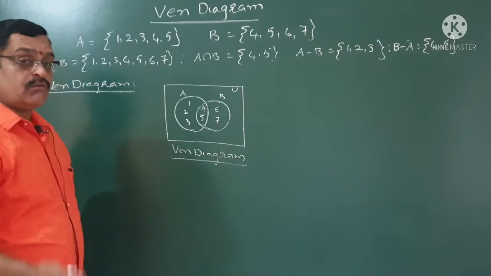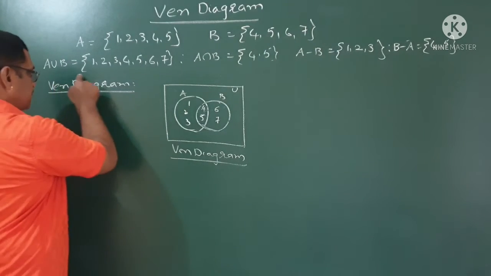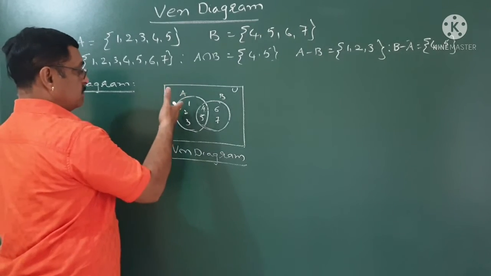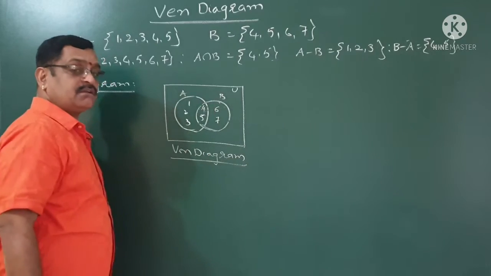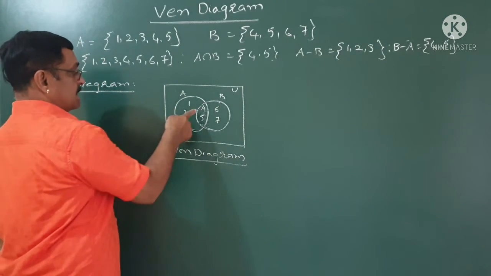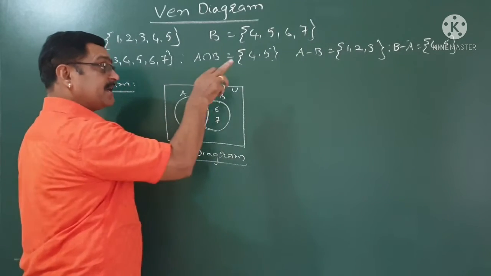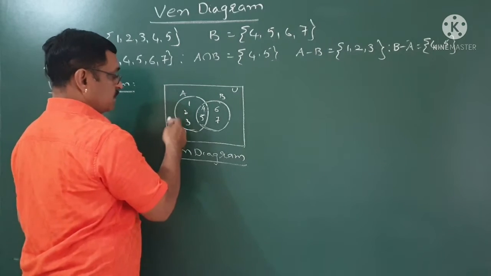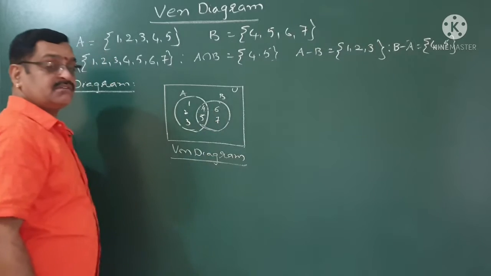From this picture, what can you identify? Number one, you can identify A union B, the whole thing: 1, 2, 3, 4, 5, 6, 7. Second, the common part is 4 and 5, A intersection B. Next, A minus B, that only belongs to A: 1, 2, 3. Next, B minus A only belongs to B: 6 and 7.